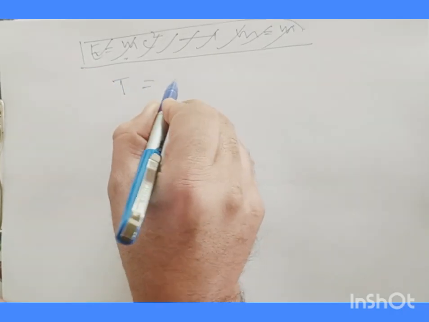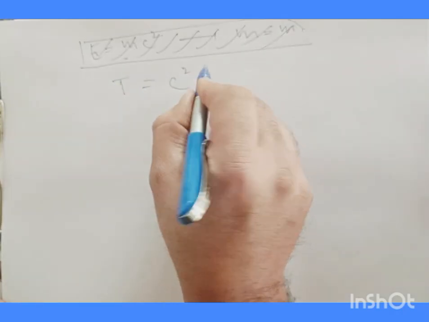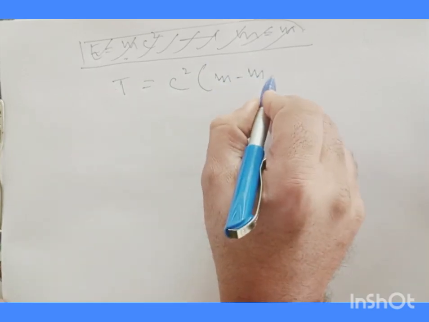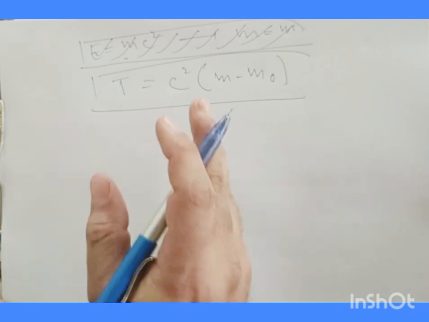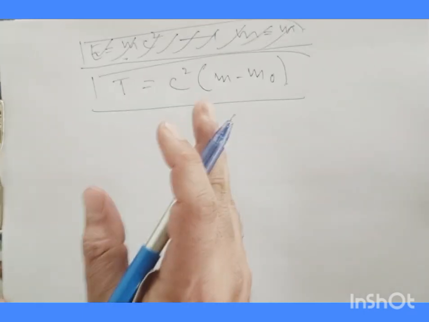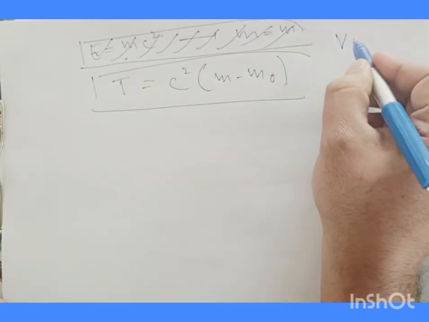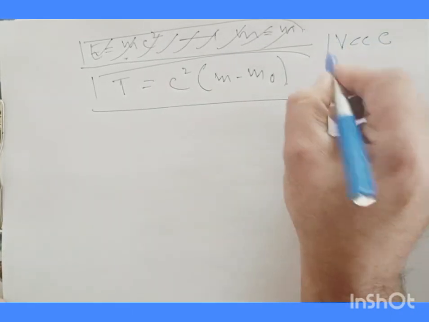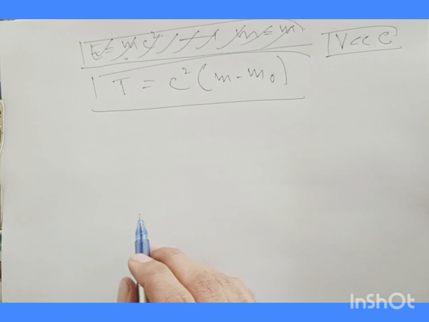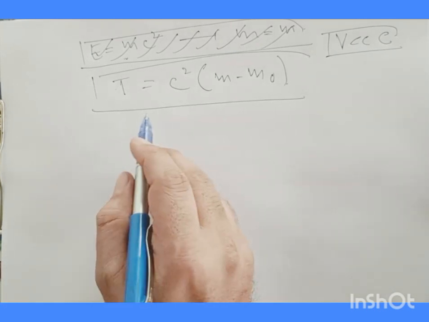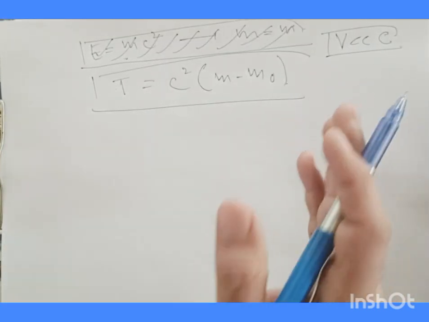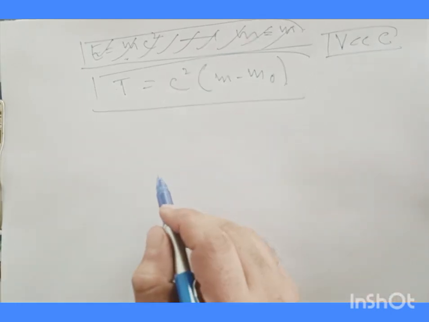Kinetic energy is c square times (m minus m naught). Okay. So now let us try to evaluate this equation for the cases where the velocity of the particle is less than that of the velocity of light. So that's my intuition here. So what will be the expression for the kinetic energy if the body is moving with a speed very, very less than that of the speed of light?